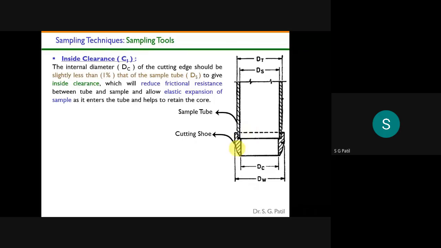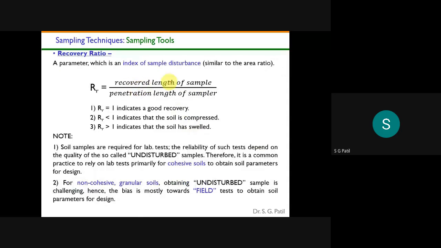Yeah. So what is the recovery ratio? Recovery ratio is nothing but the total penetrated length divided by the length of the soil sample inside. Okay, so you would have got a soil sample up to this much. This is the length of soil sample, and this is the penetrated length. So if you have penetrated this much length, then whatever soil sample you have got in that is the length. Okay, so the ratio of those will give me the recovery ratio.